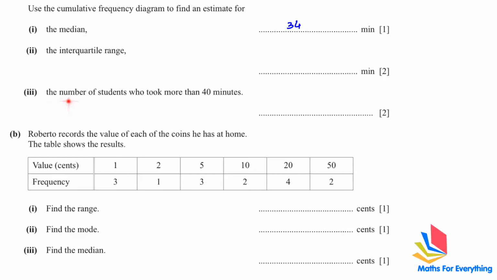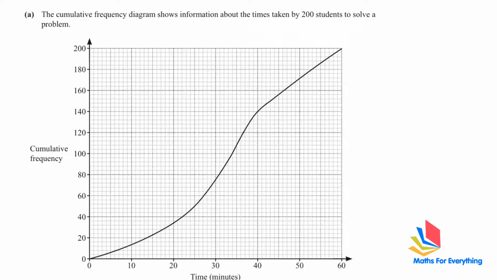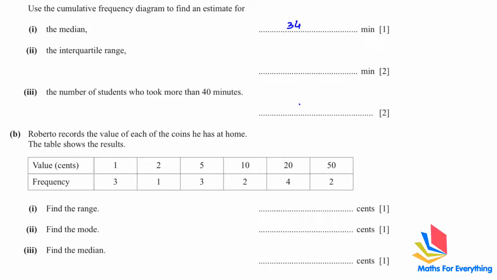For part 3, we have to find the number of students who took more than 40 minutes. 40 minutes is here. Now let's draw the line. So this is the line we drew from 40 minutes, and the corresponding cumulative frequency value is 140. So these many students took more than 40 minutes to solve a problem. So how many students are there? 200 minus 140, that is 60 students.